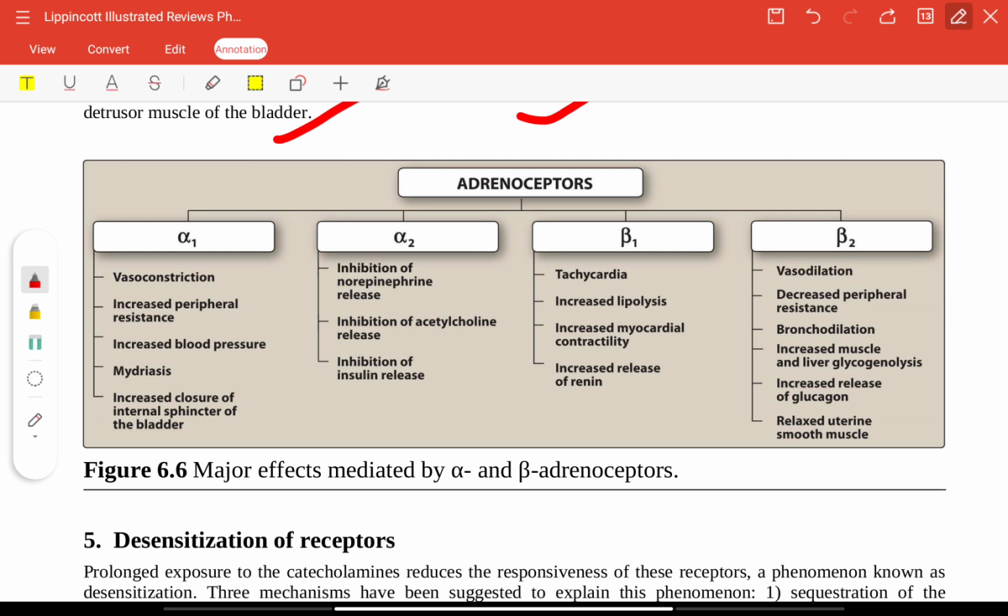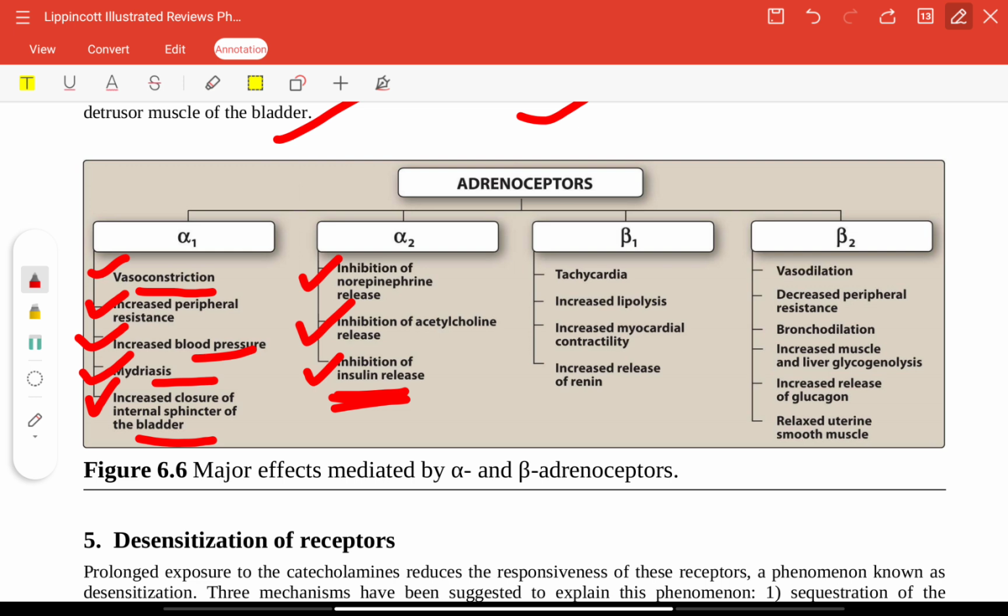Now adrenoceptors, four major types: alpha 1, alpha 2, beta 1, and beta 2. Alpha 1: vasoconstriction, increases peripheral resistance, thus increases BP, mydriasis, dilation of pupil size, increased closure of the internal sphincter in the bladder. It acts in the bladder, eyes, and vessels, increasing BP. Alpha 2 inhibits the release of norepinephrine, inhibits the release of acetylcholine, inhibits the release of insulin.